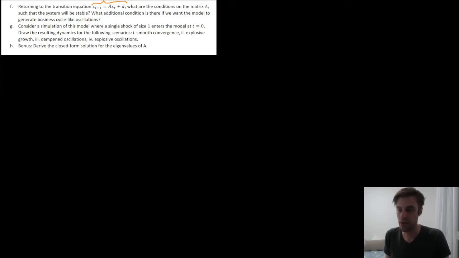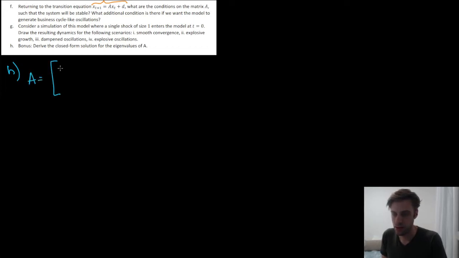All right, hello, welcome back. We've made it to the end of the first part of the second problem set, which is going to be the bonus question, which asks us to derive a closed form solution for the eigenvalues of A. So the first thing we need to do is remember what is A.